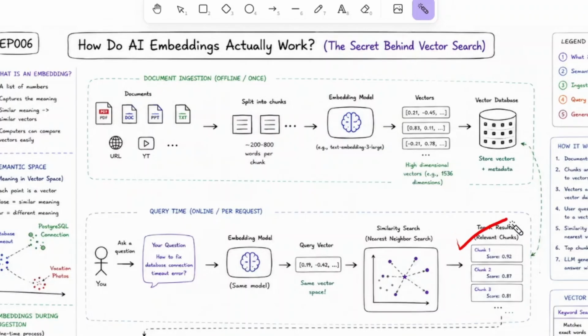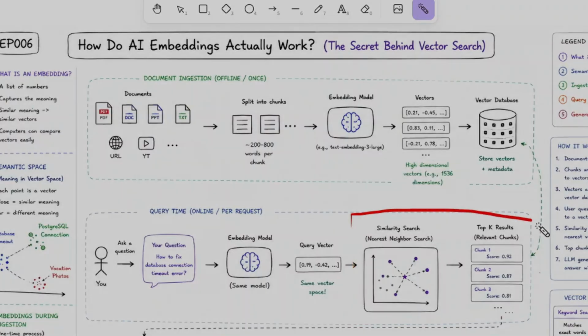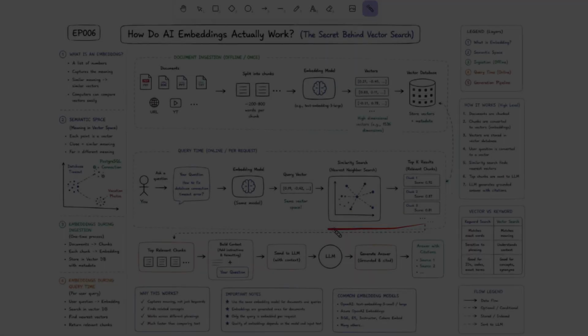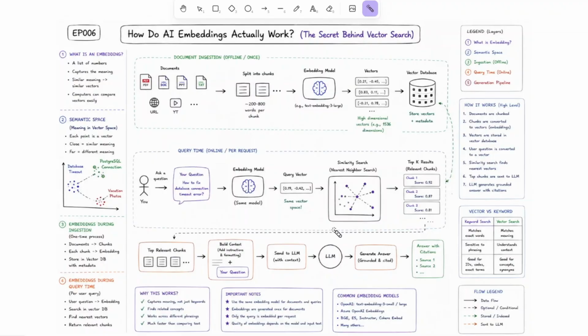Once the query vector is generated, the vector database calculates which stored vectors are closest. Several mathematical techniques can be used, including cosine similarity, Euclidean distance, or dot product, depending on the embedding model and database. The closer two vectors are, the more similar their meanings are likely to be. This allows the system to retrieve relevant chunks, even when no keywords overlap.